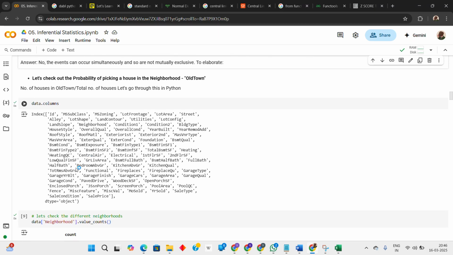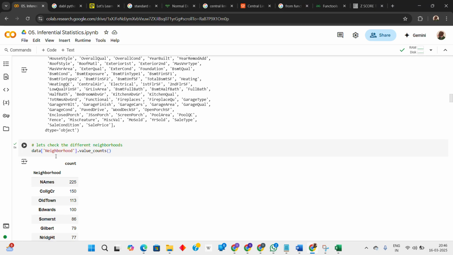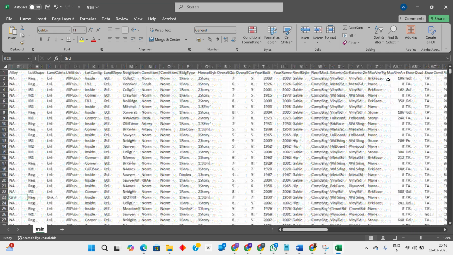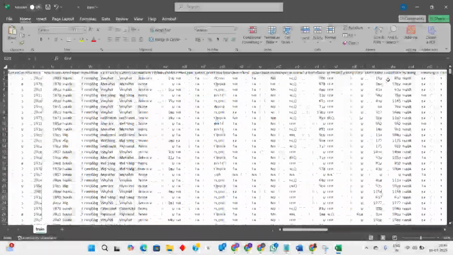Here you can see the simple thing. We have a neighborhood column in our data set. The neighborhood column is there. Where is that? There are a lot of columns there.